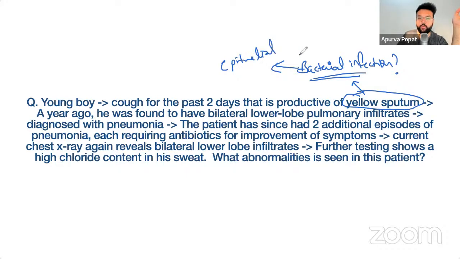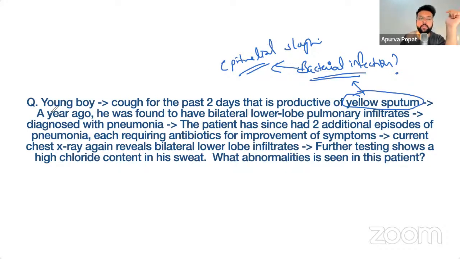This is your question. So why might the sputum be yellow? Any patient who comes to you with yellow sputum does not necessarily have a bacterial infection. This can be epithelial sloughing as well. So don't start giving antibiotics to a patient who has yellow sputum.